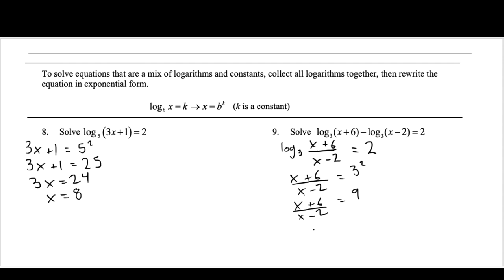Then I can multiply both sides by x minus 2, and I will get x plus 6 equals 9x minus 18. And I can solve that for x. If I subtract 9x from both sides, I get negative 8x plus 6 equals negative 18. If I subtract 6 from both sides, I get negative 8x equals negative 24. And then if I divide both sides by negative 8, I get x equals 3. That's my answer.